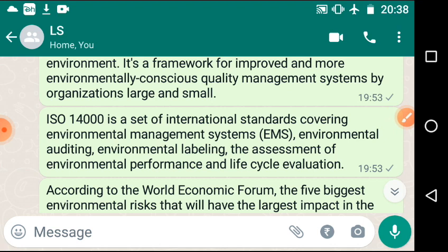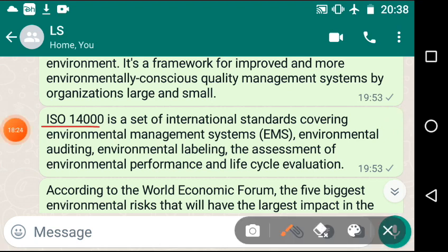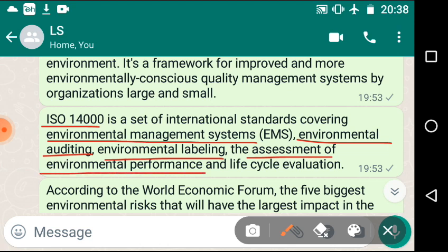So as I have said, ISO 14000 covers all the topics related to the environmental management system. It also covers environmental auditing, environmental labeling, assessment of environmental performance, and life cycle evaluation.